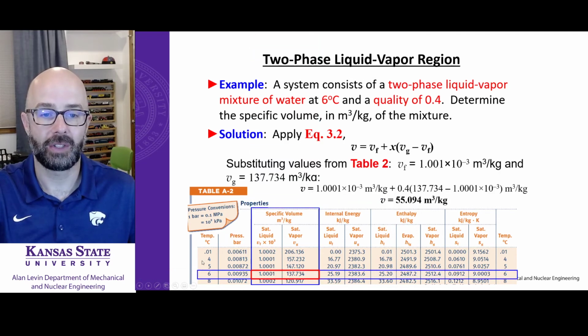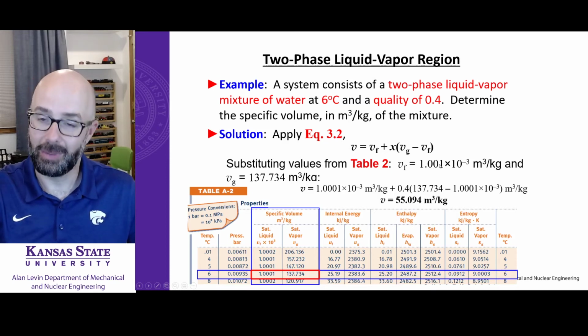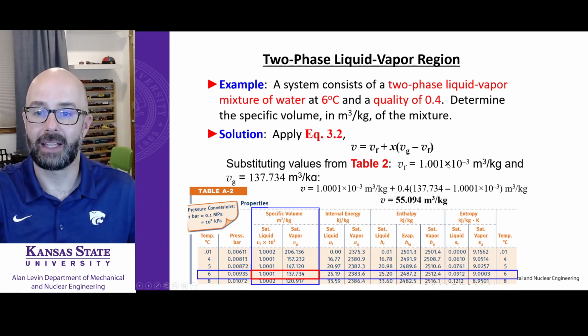Okay, so here it is, here's 6 degrees, and we know that we are trying to find the specific volume, so we look up the saturated liquid and the saturated vapor. And so what we're going to do is just use this equation and plug and chug. vf is equal to 1.00, this should be 0.01, you need to fix that, times 10 to the third meters cubed per kilogram, and vg is equal to 137.734 meters cubed per kilogram.